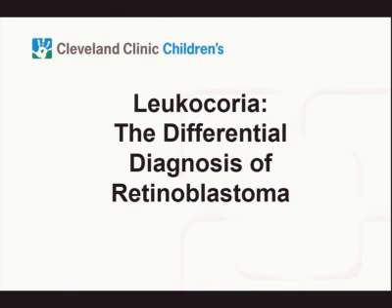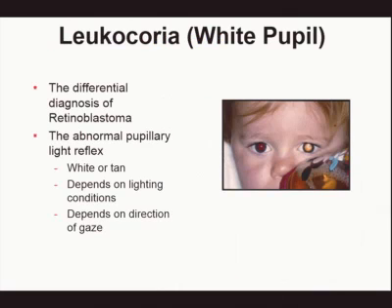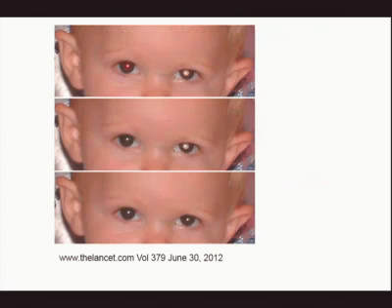So when you think about an abnormal red reflex, you think of leukocoria, white pupil, and you worry about retinoblastoma. So an abnormal pupillary light reflex can look white or tan. It depends on the lighting conditions and depends on the direction of gaze. So you might refer a patient for an abnormal red reflex, and they come to see us and we say everything's normal. That's fine. We'd rather have tons of normals and not miss the one retinoblastoma. And it may have just been that the child had their eye turned while you were checking the red reflex, or maybe the lighting wasn't right, something like that.